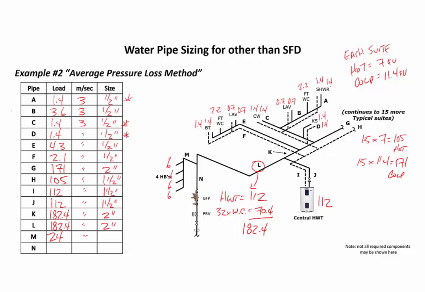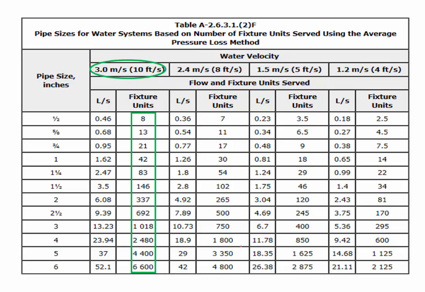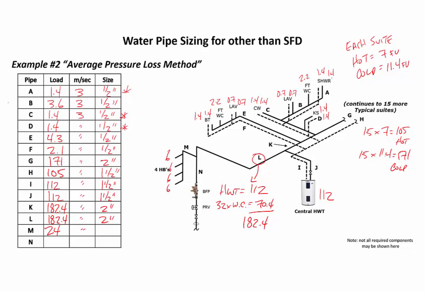M we gave a load to, but haven't sized it yet, so we'll look at the distribution table. And according to the table, we can use 1 inch. 1 inch CPVC for that. And then N is our total. The only difference we've added in between L and N is the 24 fixture units from the hose bibs of cold. So our total for N is 206. And if we look that up on the table, it's 2 inch.